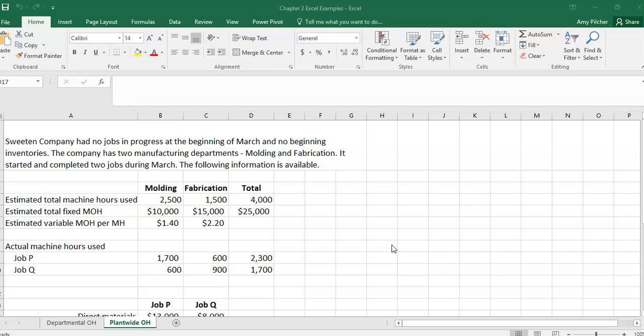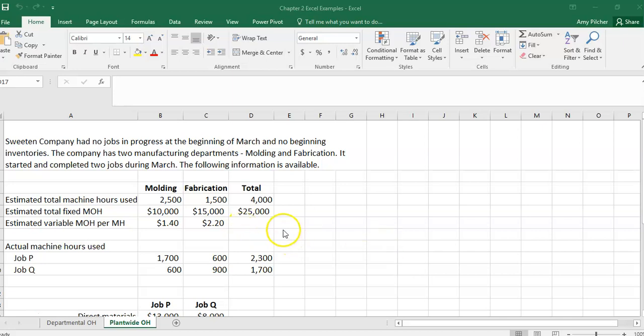Then we're going to look at the same exact example with two overhead rates, or departmental overhead rates, and look at how the change from one rate to two rates changes everything from our total product cost to per unit product cost to the sales price that we charge for items.